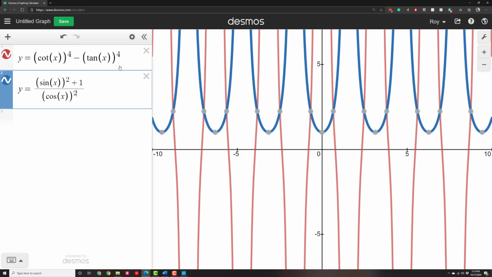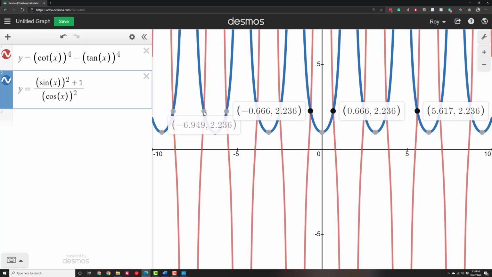Now you can see just based upon the fact that the blue curve and the red curve are not identical, that this is not an identity. These two things are definitely not the same. Every once in a while they are, it's true. They're the same at these points right here, but they're not always the same. So this is a really good example of how you can use Desmos to disprove that something is an identity.